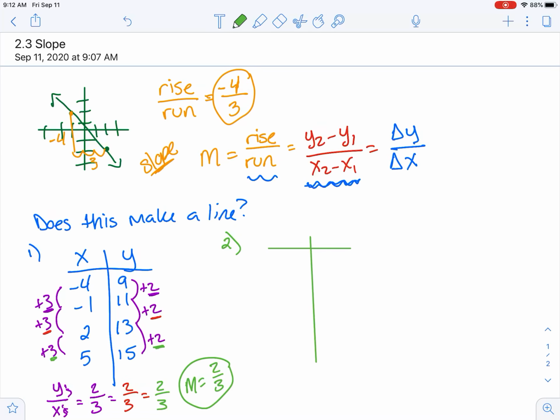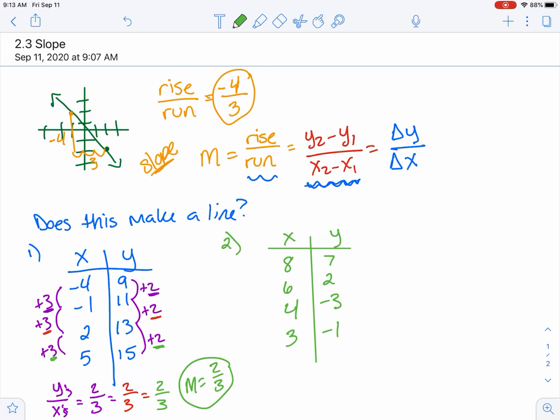Okay, let's try another one. So this one, we're going to make our table. Here's my x's, here's my y's. For my x's, I'm going to have 8, 6, 4, 3. On my y's, I'm going to have 7, 2, -3, -1.